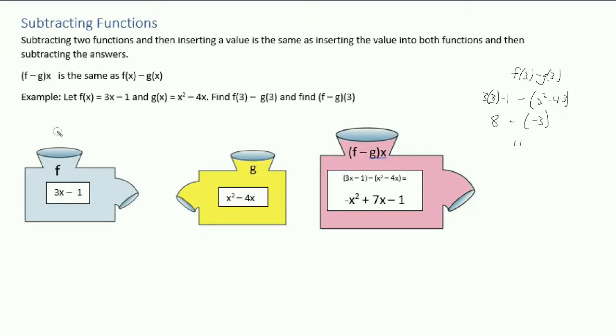So over here, we could drop a 3 in here. 9 minus 1 is 8. We could drop a 3 in here. We've done both these already. This is 9 minus 12, which is negative 3. And we want to subtract them this time.